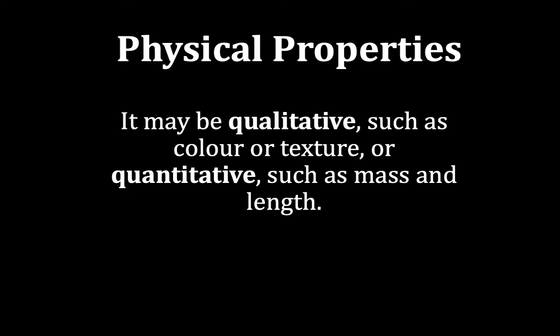There are two types of physical properties, the first of which is qualitative, and when you see this word, I want you to think of the word quality. So if you're thinking about a quality of something, you're using words to describe it. So a qualitative physical property would be something like color or texture. The second type of physical property is quantitative. And the word that should come to mind when you look at that word quantitative is quantity. That is talking about a measurement. So examples of quantitative properties would be things like mass or length. We'll look at a few other examples as well.